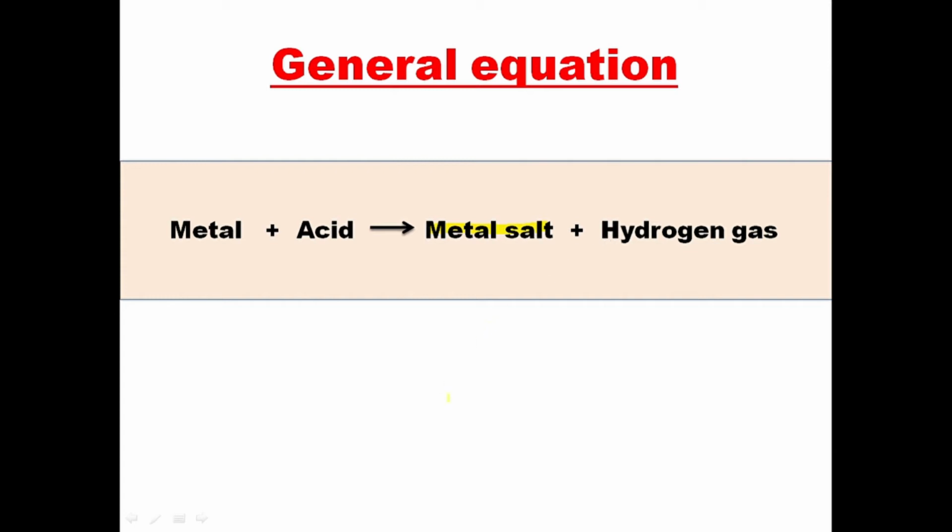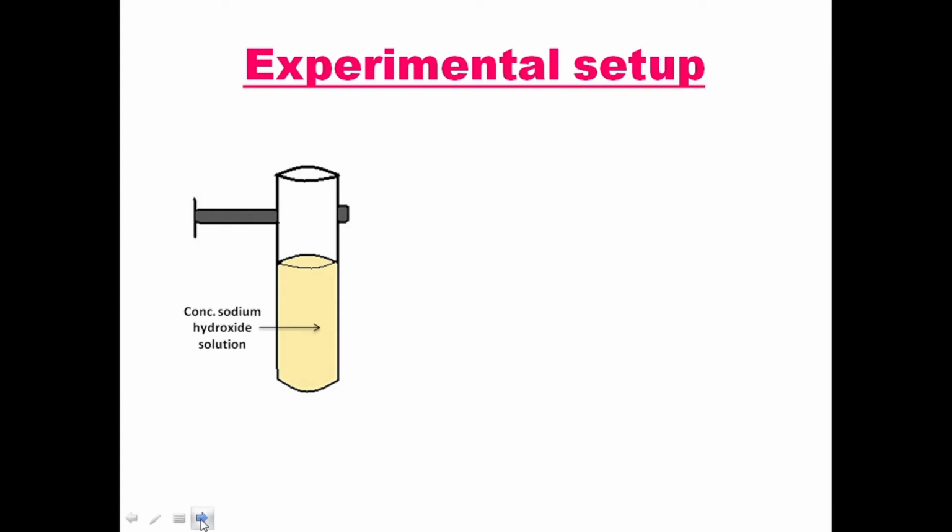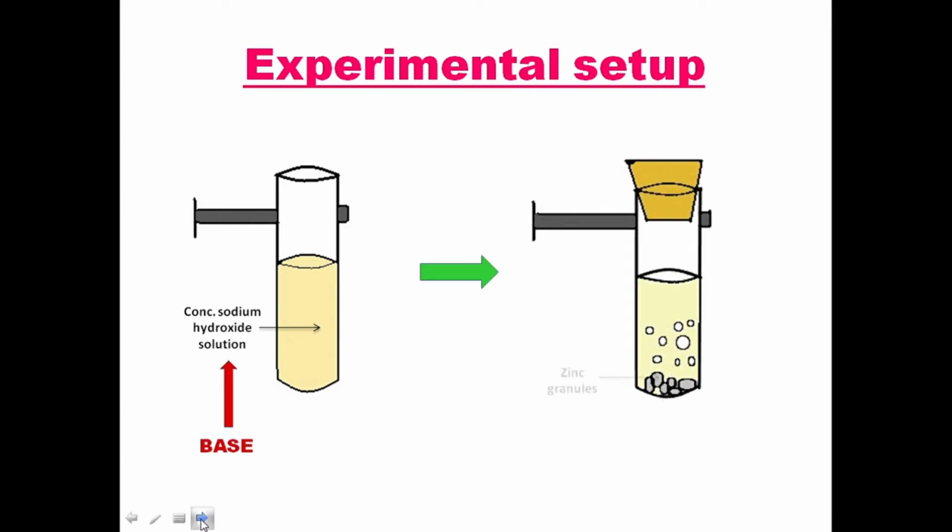Now let's go for a similar reaction but with bases. So it is the reaction of bases with metals. Again the experimental setup is similar to the previous one, and a test tube we have taken is filled with concentrated sodium hydroxide solution, which is a base, and now metal will be put in here. Zinc granules we have taken as the metal.